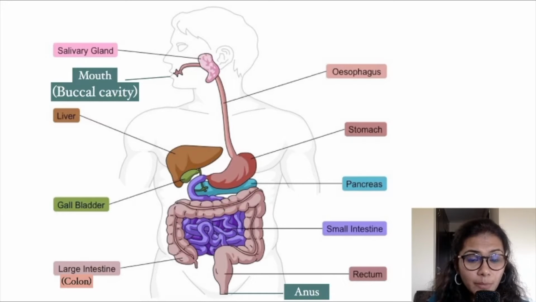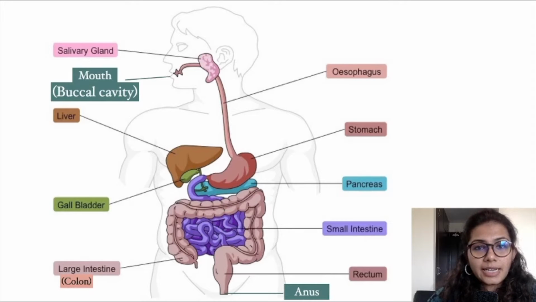So essentially, this is one single tube which is called the alimentary canal, single digestive tube, right? And it has got so many parts in it that are specialized to perform specific functions, right? So this is our alimentary canal.